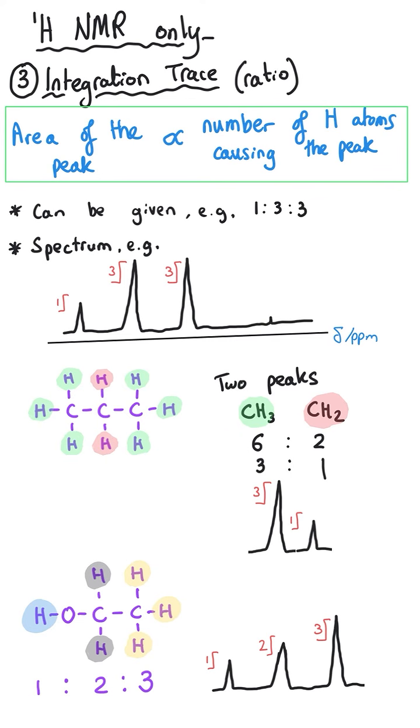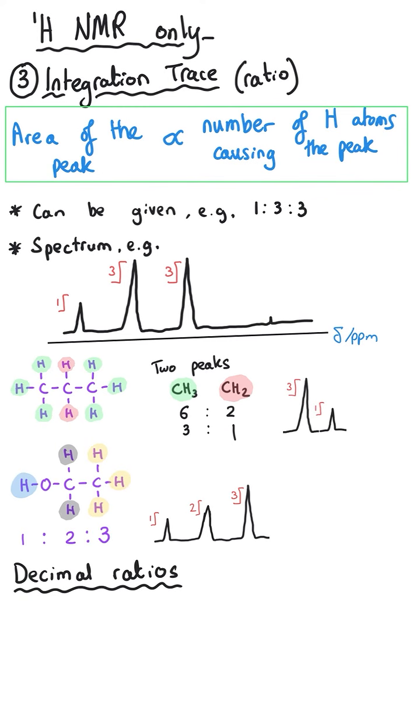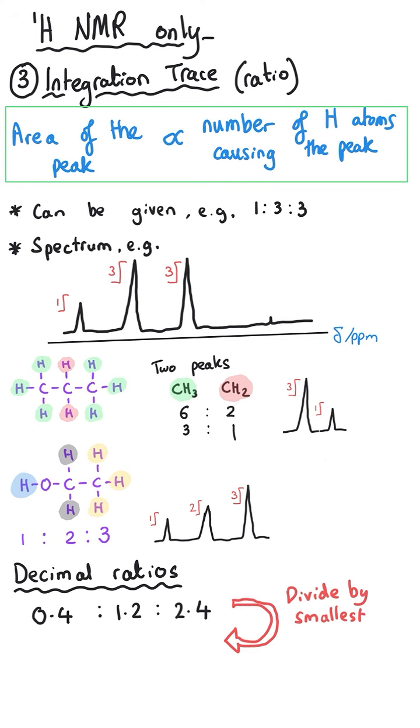The way that they complicate this a little bit is if they tell you that there are peaks in a ratio of 0.4 to 1.2 to 2.4. And you have to turn that into a whole number ratio. And so the way that you do that is you divide them all by the smallest, which is 0.4. And so this then gives us a ratio of 1 to 3 to 6.